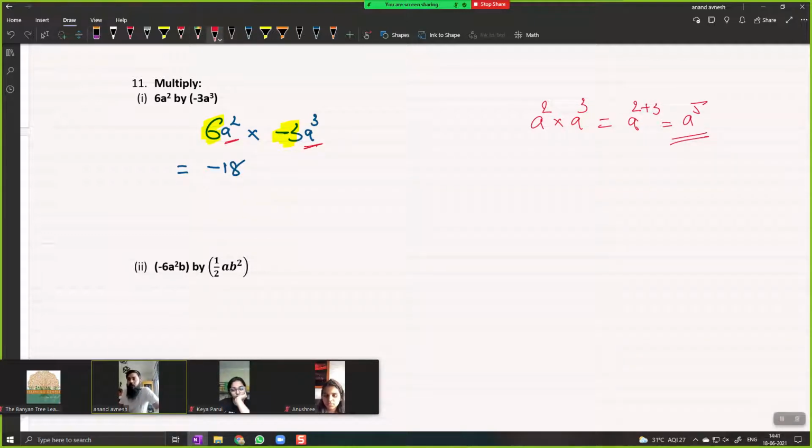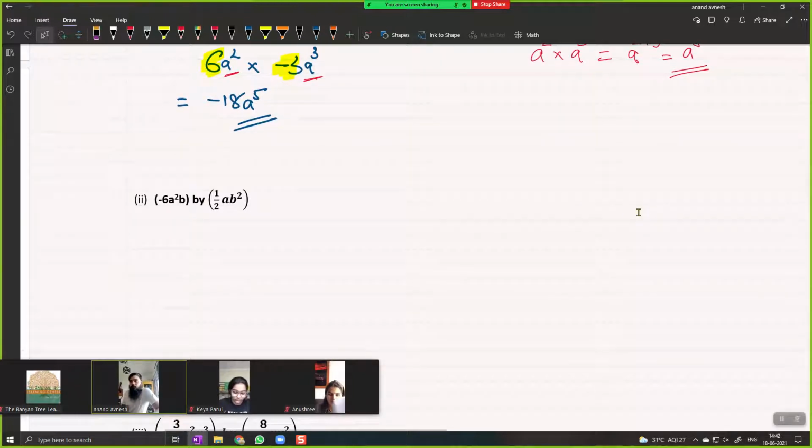You see what happened? Bases were same, so we wrote the base only once, and the powers got added directly. This is one of the laws of exponent which we have studied already. You have to apply that law over here and then multiply. So your final answer will be minus 18 a raised to 5. So in only one step you get the answer. Mostly multiplication is very straightforward and simple, right? Please note it down with me. Okay, going to the next question.